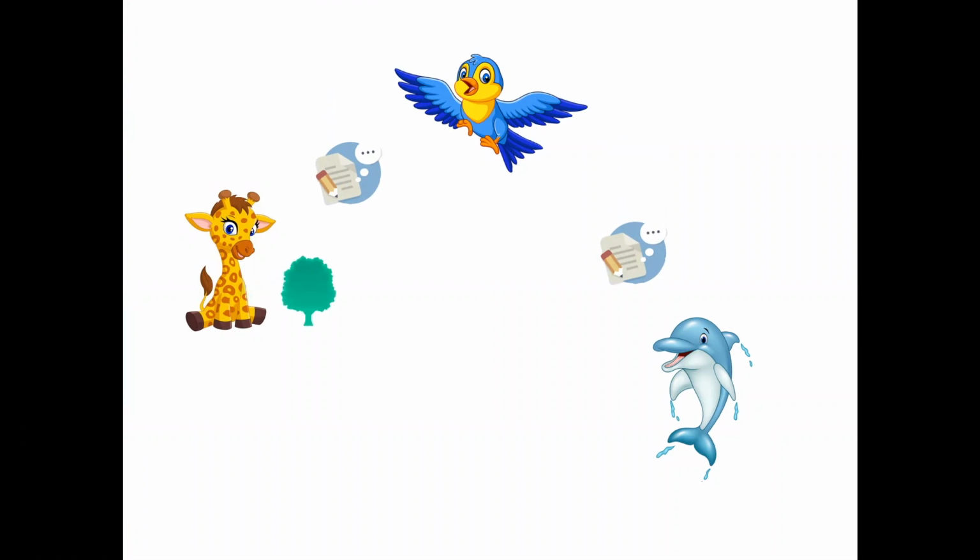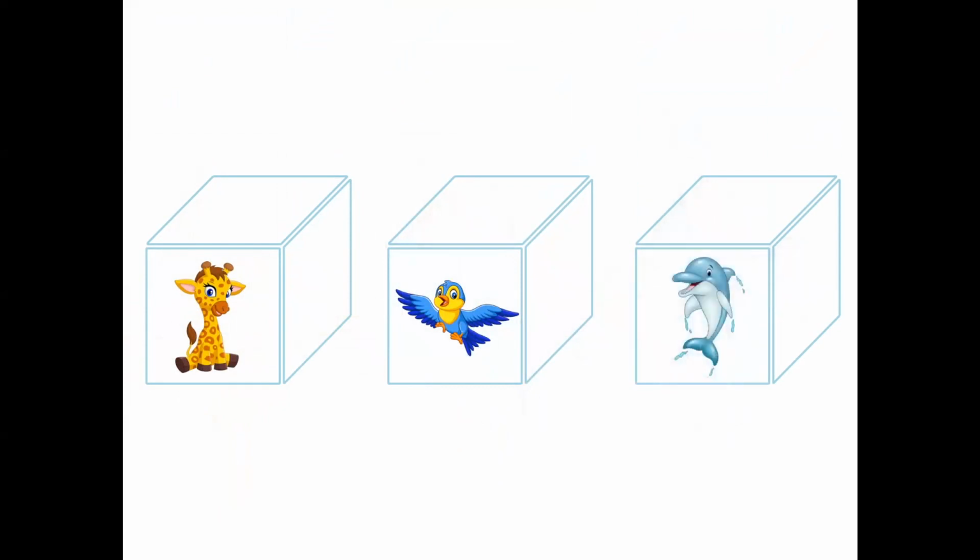The giraffe lives on land and trees. The bird lives in the sky, obviously, and the dolphin in the water. So they are still somehow separated. What can we do? Easiest step: put them into containers. Containers, think of them like these little boxes. So we put the little giraffe here, and the bird here, and also the dolphin.